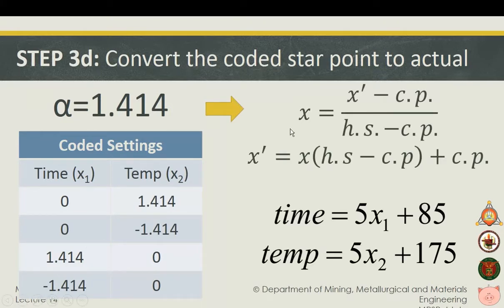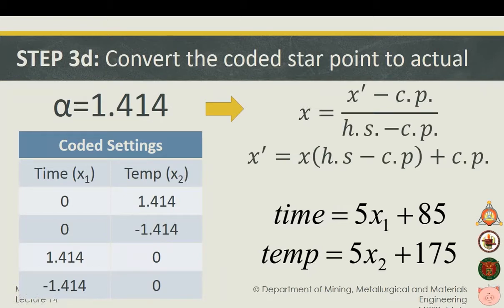To convert it, we use the formula again. x is our coded setting, x prime is our natural setting, CP is the center point setting, while HS is the high setting. If we rearrange this formula, we get x prime is equal to x multiplied by HS minus CP, plus CP.